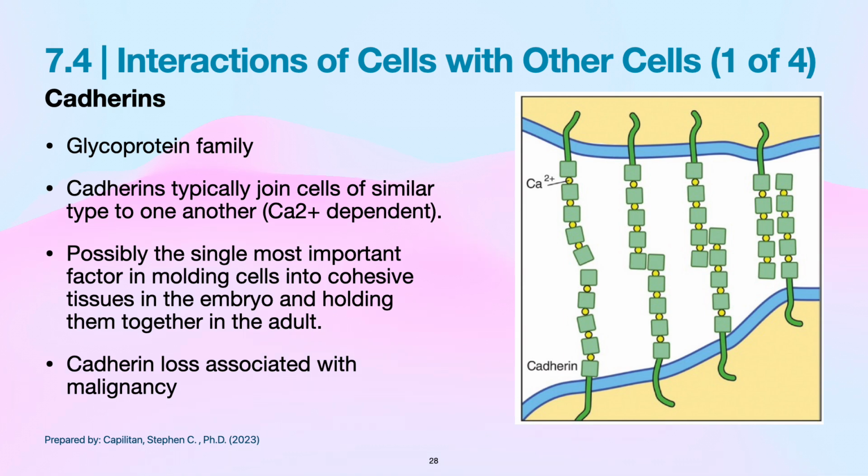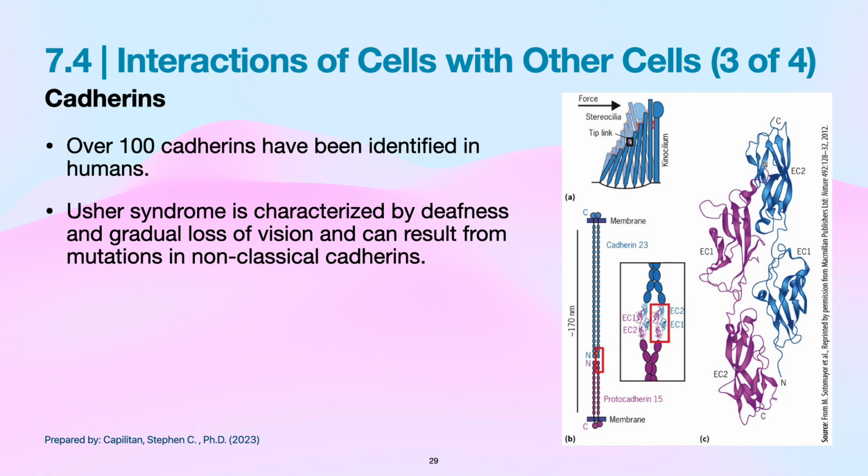So these are the cadherins that form the tip links of a cilia. Okay, there are 100 of them that have been identified in humans. Usher syndrome is one good example, characterized by deafness and gradual loss of vision that can result from mutations of your non-classical cadherins.